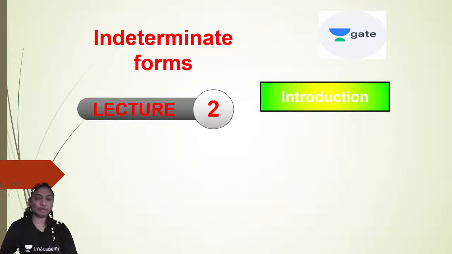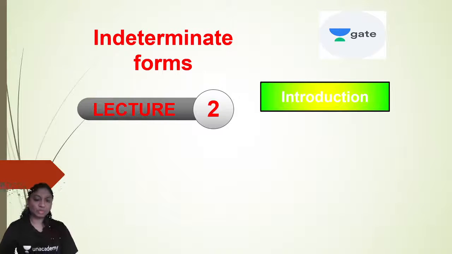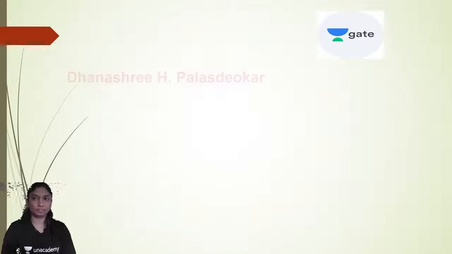Today we will see our second lecture on indeterminate forms. In this lecture we will see the 0 into infinity form, and here the limit as x tends to a.